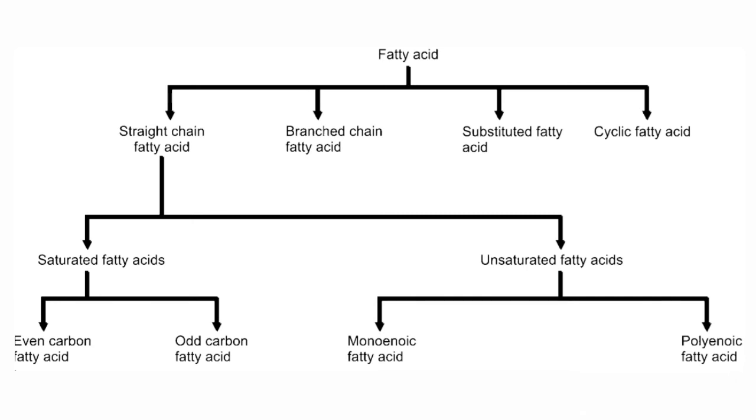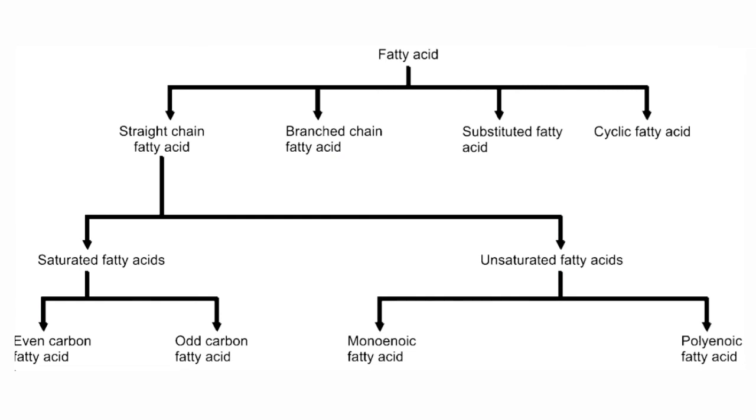Coming to branched chain fatty acids, the fatty acids which have branches in them are called branched chain fatty acids. These are less abundant in nature. Examples are isovaleric acid and isobutyric acid. The sebum of the sebaceous glands contains branched chain fatty acids, and butter contains phytanic acid, which is also a branched chain fatty acid.